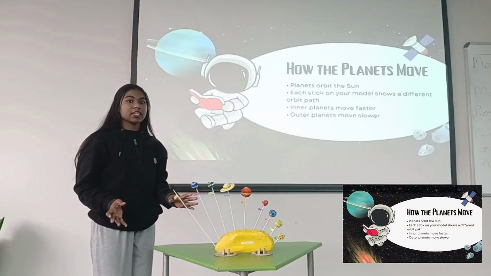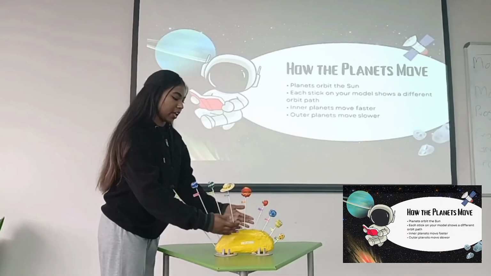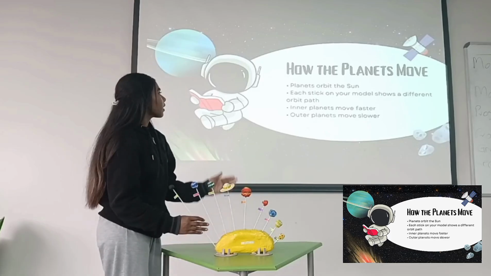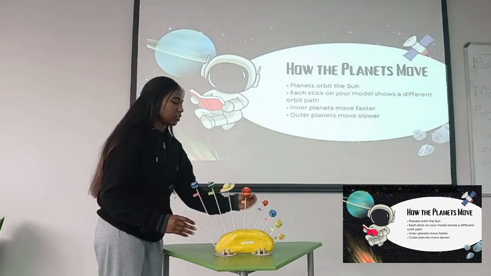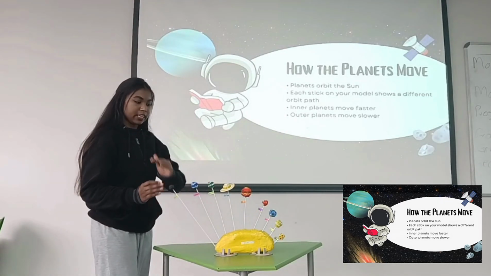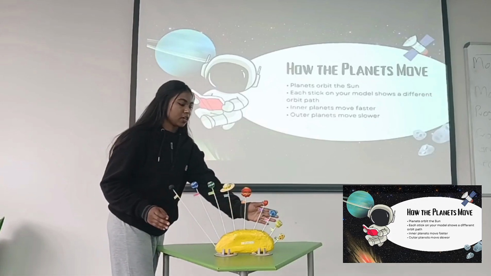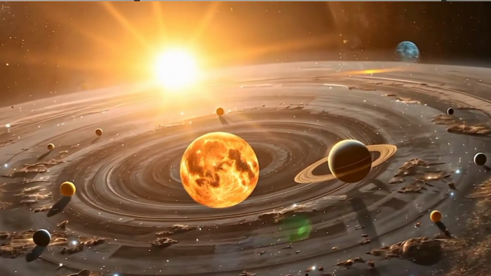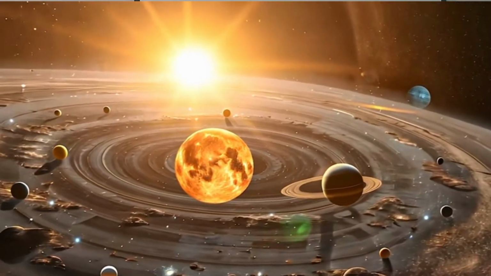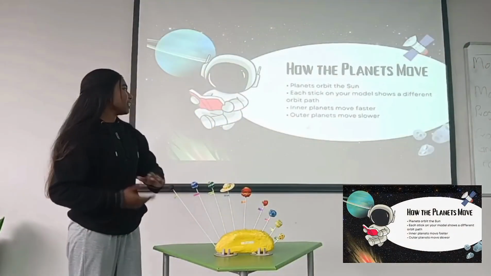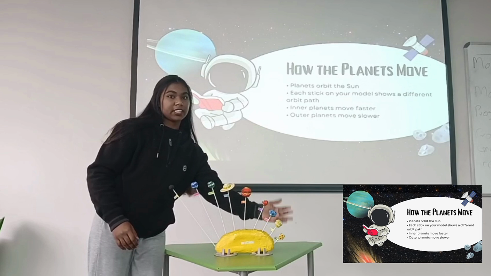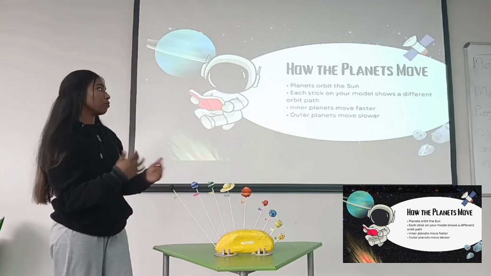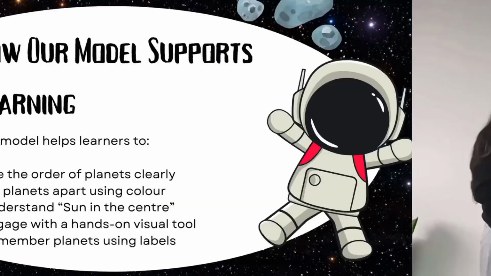So our planets orbit around the sun. As you can see in our model, each stick shows the different orbit and path that each planet takes. So it orbits around the sun, meaning that if you have a whole big sun, you see your planet spinning around it, right? The inner planets obviously move faster than the outer planets when moving around the sun.